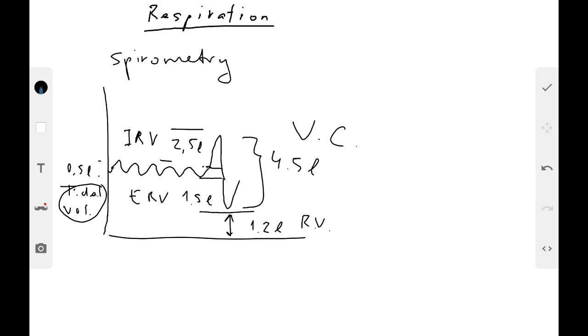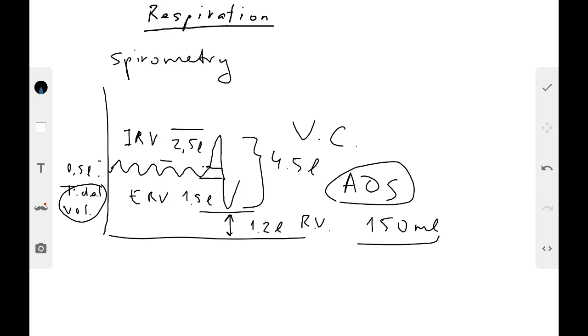Okay, there is also anatomical dead space. Anatomical dead space is the volume that is filling the air passages, the trachea, the principal bronchi. It's about 150 ml. And this air is excluded from the air exchange. That's why it is called dead space, the anatomical dead space.